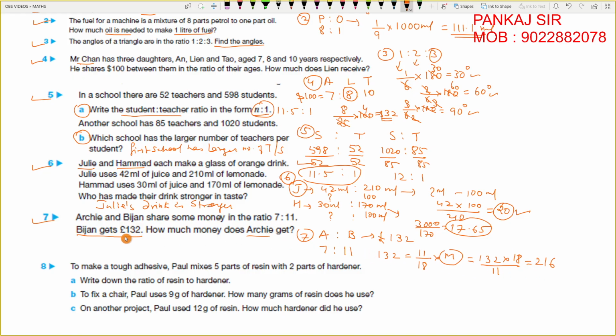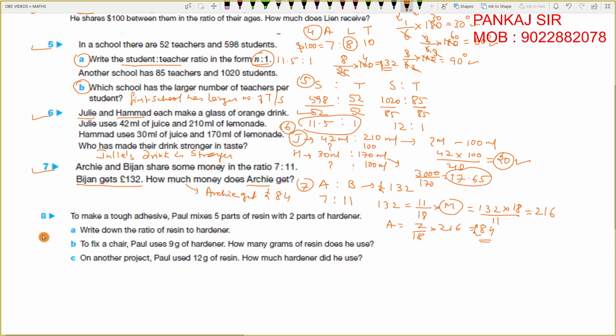From this 216 pounds, Bijan got 132. But how much should A get? A should get 7 over 18 times the total amount 216, and if you work this out, it comes to 84 pounds. So the answer for the 7th one is that Archie gets 84 pounds. Now the last one, the 8th one.